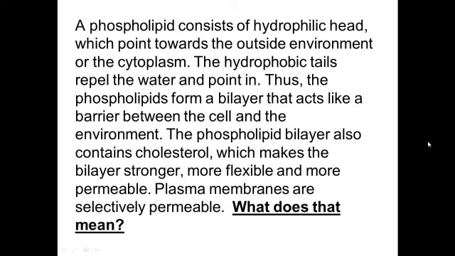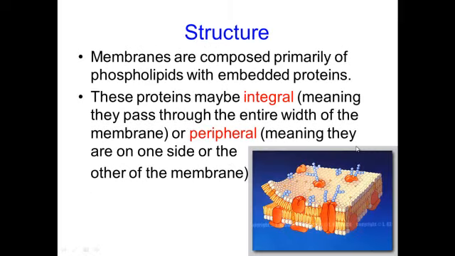The phospholipid bilayer also contains cholesterol. They mentioned that. What that does is it makes the bilayer stronger and more flexible and a little bit more permeable to lipid molecules. The plasma membranes are selectively permeable, which means they allow certain materials to enter the cell and other materials can't enter the cell. So they select what they're permeable to, what they will allow in and what they won't. They're made primarily of the phospholipid bilayers, because there's lots of phospholipids, and then they also have proteins embedded in.